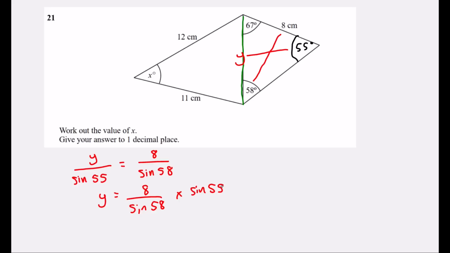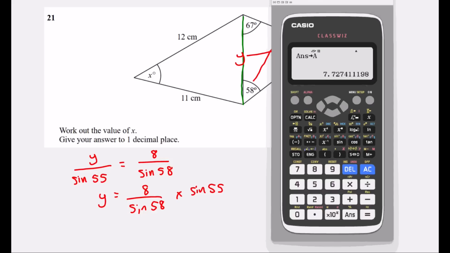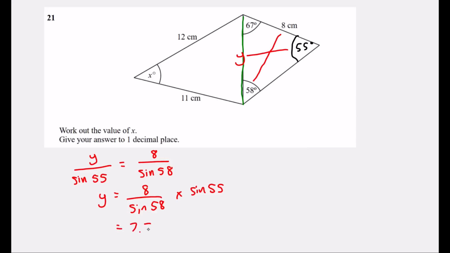So I can just type that into the calculator. 8 over sine 58 times sine 55 is 7.727 and so on. Save it in the calculator or just use the answer button. 7.727. So now we know all three sides of the triangle on the left.